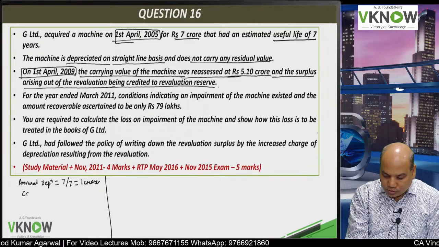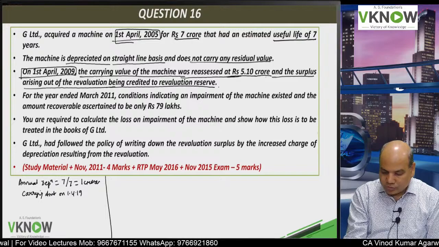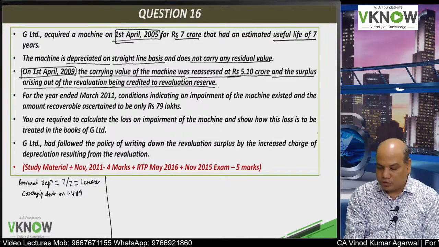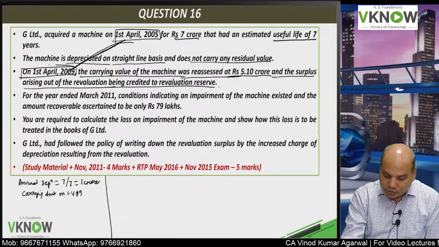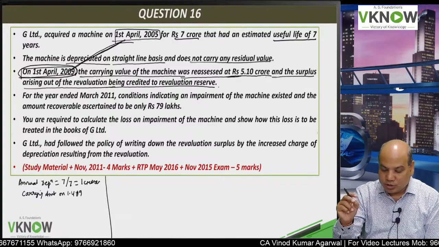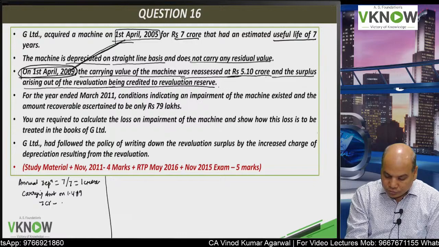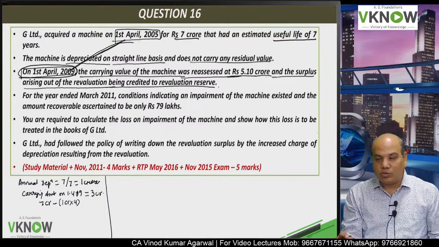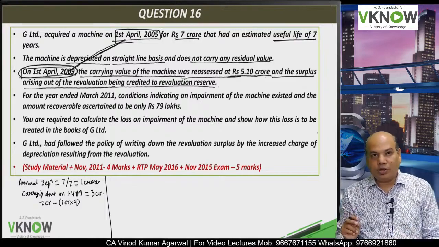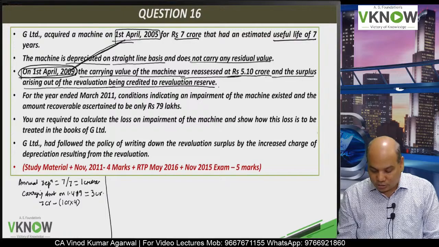First we'll compute carrying amount on 1st April 2009. Asset was purchased on 1st April 2005. Today is 1st April 2009. 4 years are over. So out of 7 crore, depreciation of 1 crore into 4 years, 4 crore depreciation has been provided. Therefore, carrying amount of the asset on 1st April 2009 will be 3 crore. Do you agree?